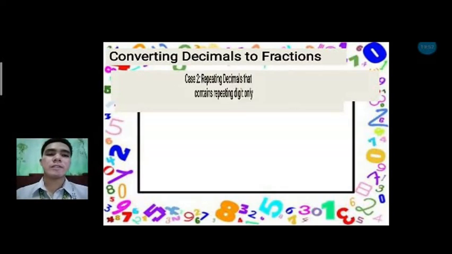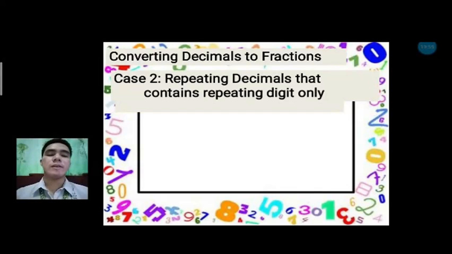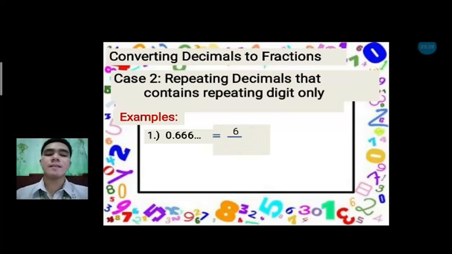So how about case number 2? What if the given is a repeating decimal that contains a repeating digit only? So we have a repeating digit as our given. For example, we have 0.666666 and so on and so forth. What you are going to do is take the repeating digit. So what is the repeating digit? We have 6. Take that as your numerator. So 6. What will be your denominator?